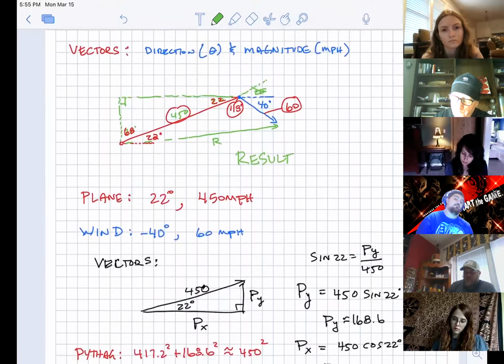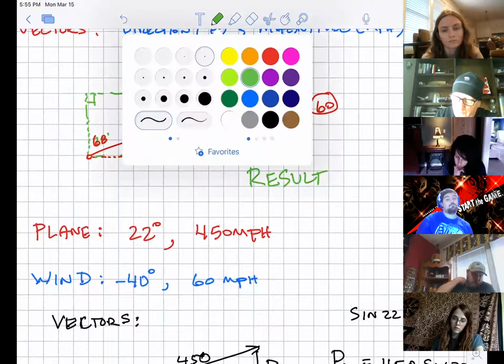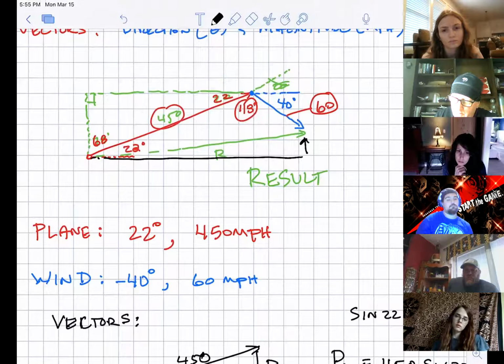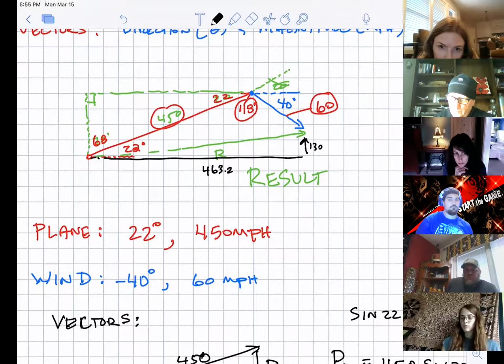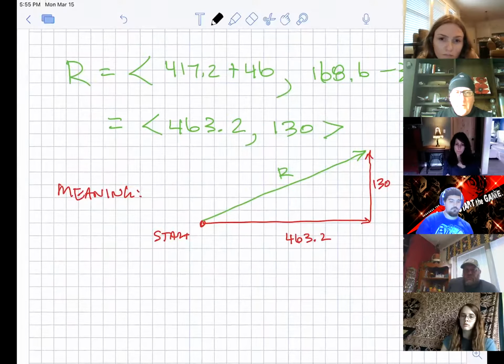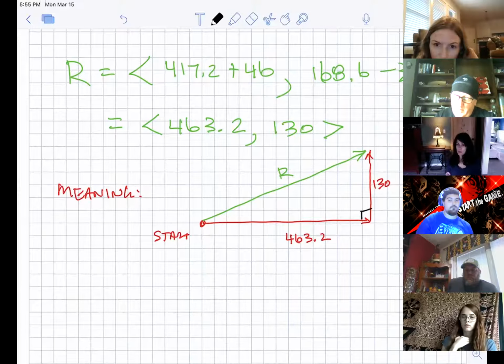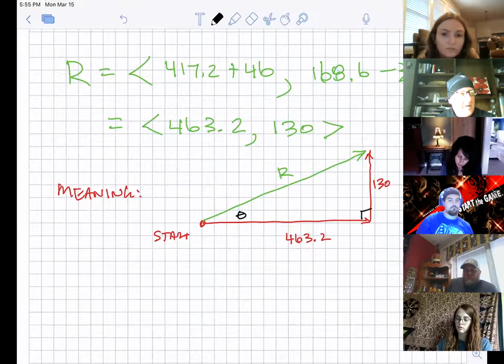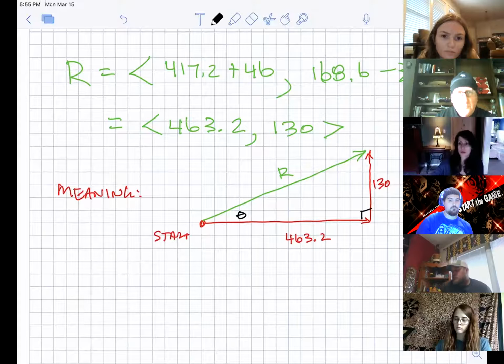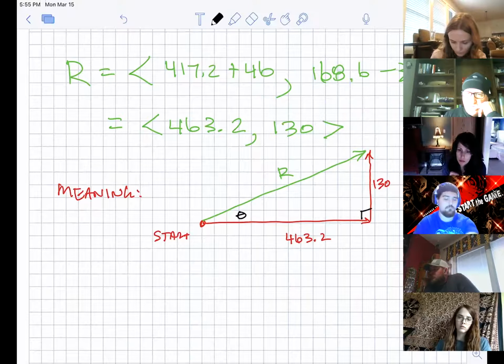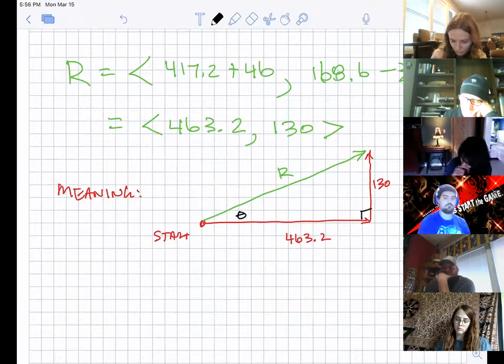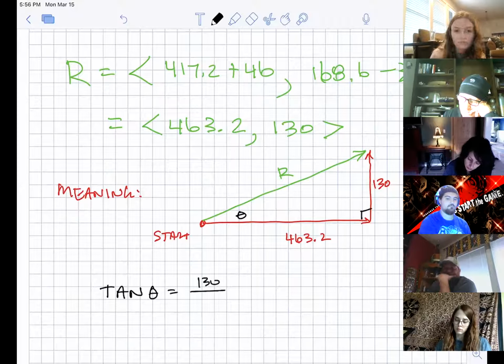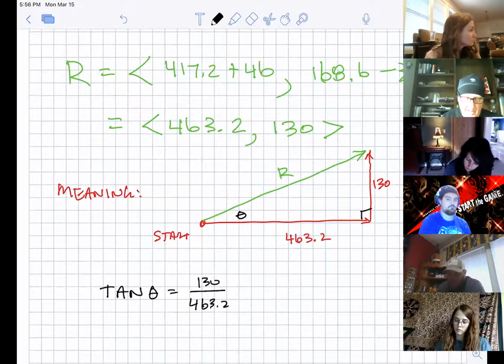Let's go up there and draw it. The scale is not the same, but it's basically saying how the plane is actually going to fly. There's R, the green R. This is the 463.2, and the other one was the 130. So I'm getting this without the law of sines and the law of cosines. Now that you have those two things, does it make sense you could find this angle right here if you wanted to? What would you do to find that angle? Somebody tell us, is that a sine, cosine, or a tangent problem? Tangent? Yeah. Opposite over adjacent. So the tangent of theta is equal to 130 over 463.2.